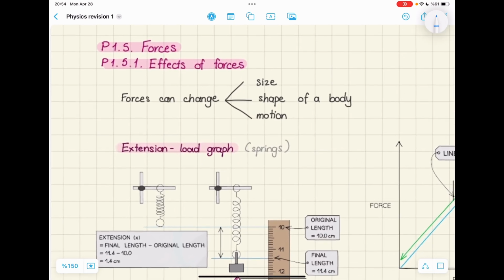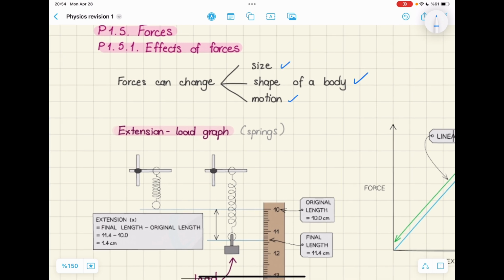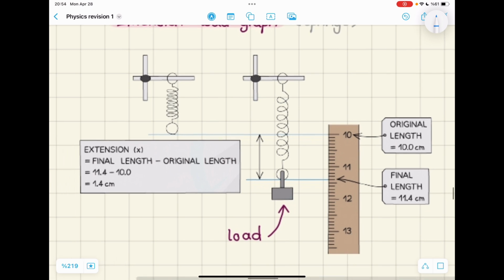So first, effects of forces. Forces can change the size, shape of a body, and motion. The extension load graph here is related to springs, and here we have two springs. The first one is not extended, and the second one is the one where we have extension. This extension is delta x, because this is some value x1 and this is some value x2, and when we subtract these two values we get delta x. So extension is the final length minus the original length, in this case 1.4 centimeters.